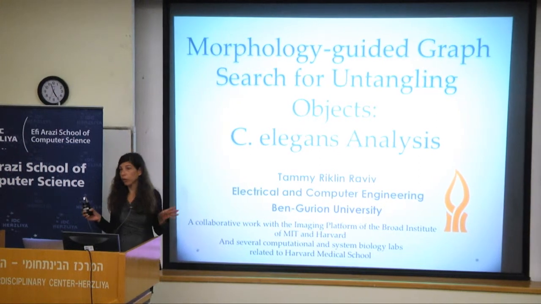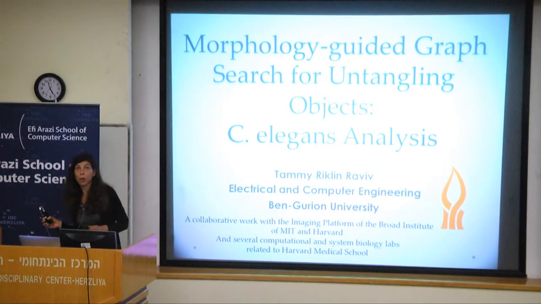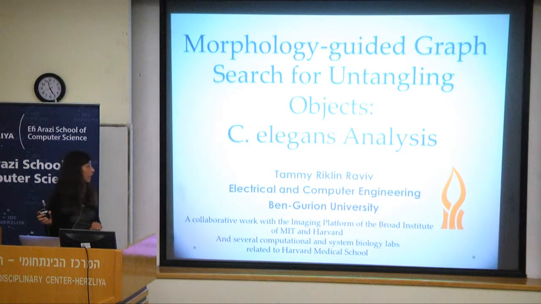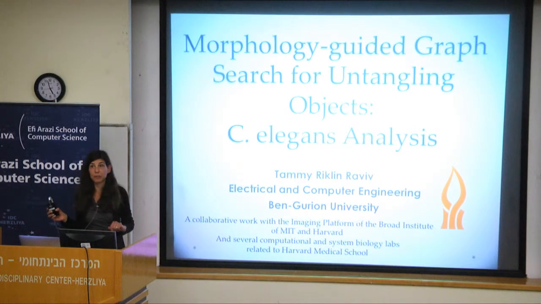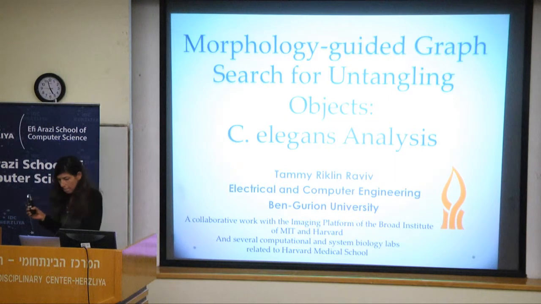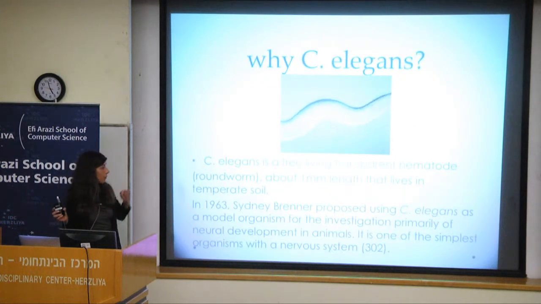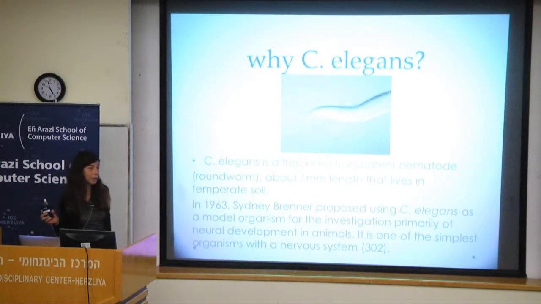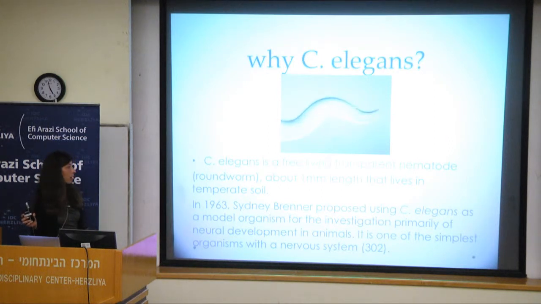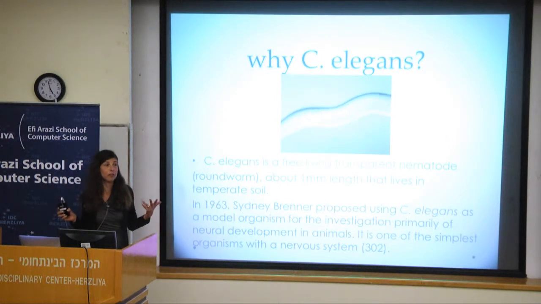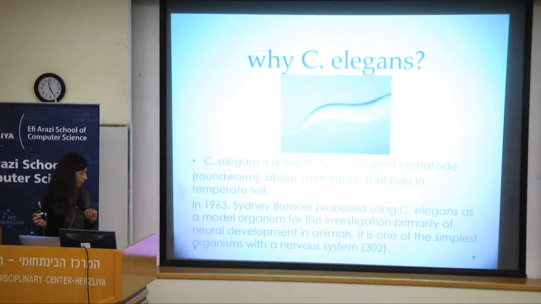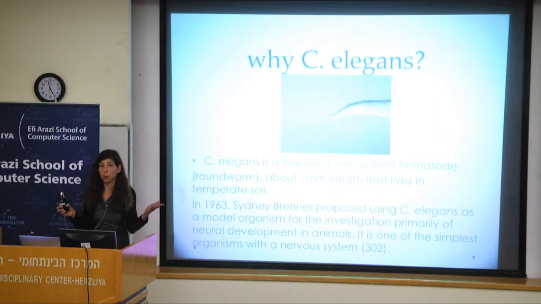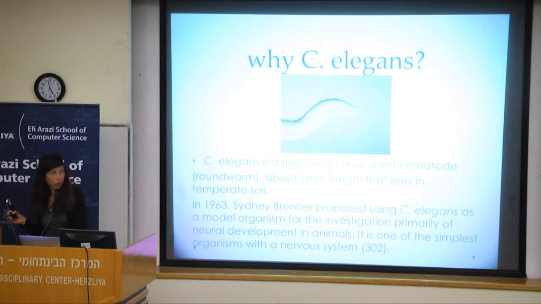It is a joint work with members at the imaging platform of the Broad Institute of MIT and Harvard, and some computational and system biology labs in Harvard Medical School. So this is the worm, and it has 302 neurons, and this is why it was proposed, dating back to the 60s, as an excellent model for research of the development of the nervous system. Stanley Brenner, who actually proposed that, won the Nobel Prize for it.